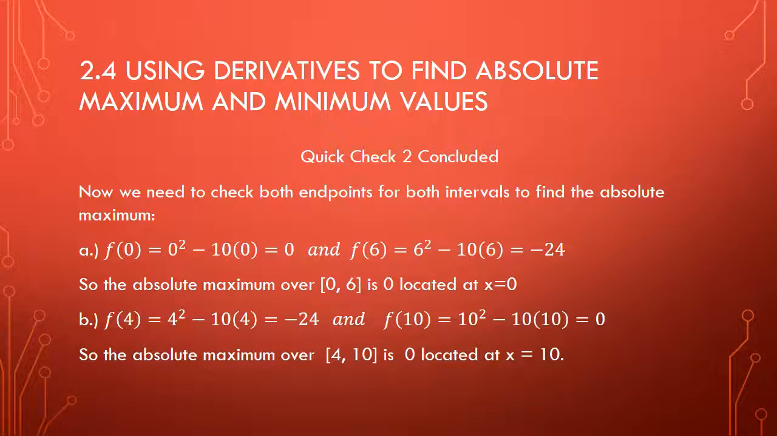We do need to check the endpoints and see which, if either, would be an absolute maximum. So we know the minimum, but we do need to check the maximum. We take the endpoints of each interval and put them into the original function. For a, when we put in 0, we get 0. When we put in 6, we get -24. So our absolute maximum is going to be 0 and is located at x equals 0 for a. For b, we do the same thing, and we find that our absolute maximum is 0, and it's located at 10. So we really didn't even do any calculus with that problem. That was just using what we know about graphs and about the way parabolas work.